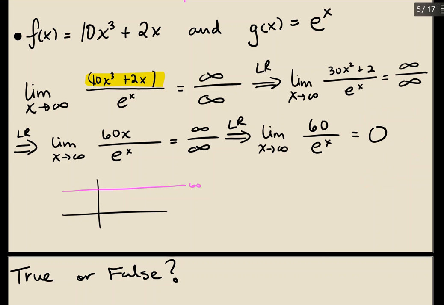Now once we get to the value of the limit is 0, that means that the function that was in the denominator is the one that's growing faster because it is bringing the entire limit to 0. So our conclusion would be that e to the x grows faster than our 10x cubed plus 2x.